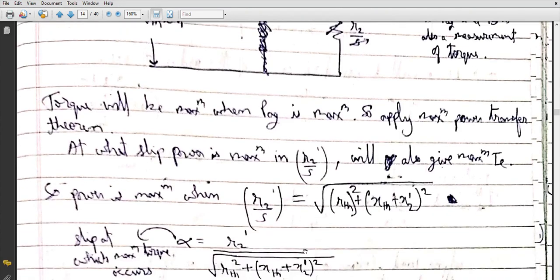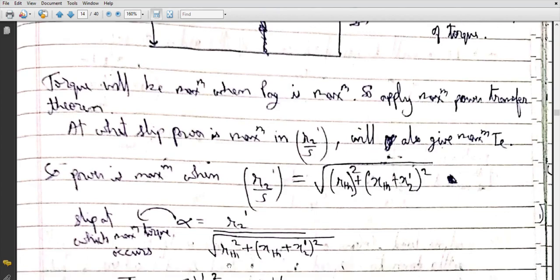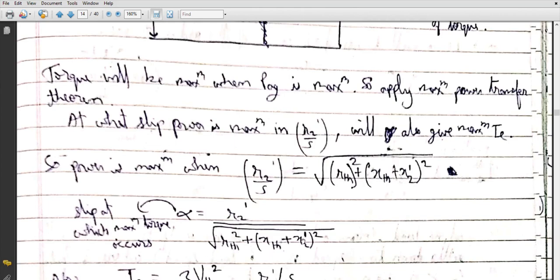You can see one more thing: the value of this slip is the slip of maximum torque. Whenever this condition is satisfied, you will get the maximum torque. We have used the maximum power transfer theorem to obtain this. The slip at which maximum torque occurs is S; you can replace S with alpha. Alpha is equal to R2 dash divided by root of RTH squared plus (XTH plus X2 dash) squared. Are you getting this point?